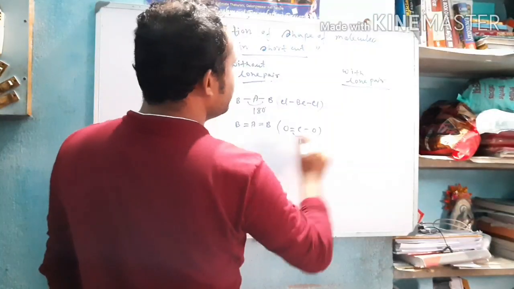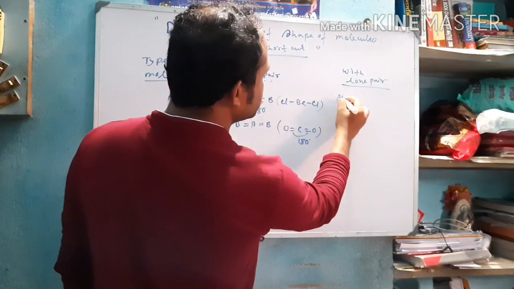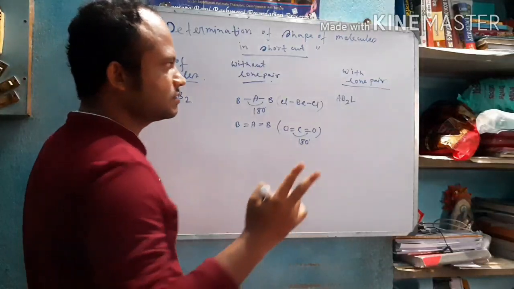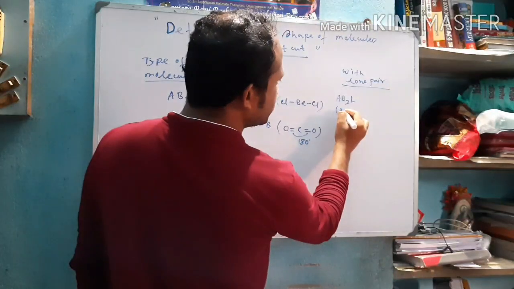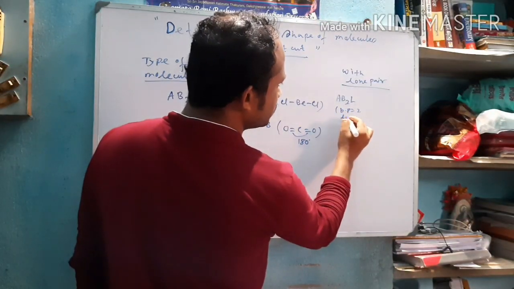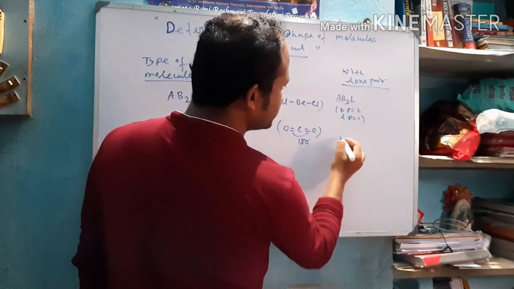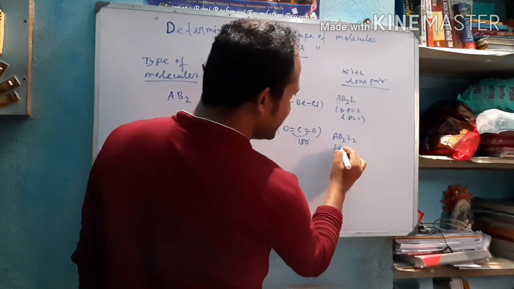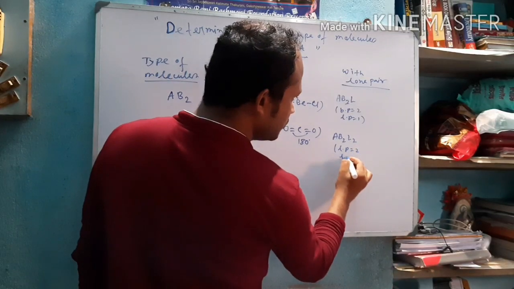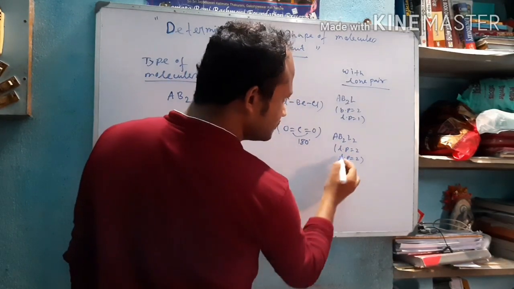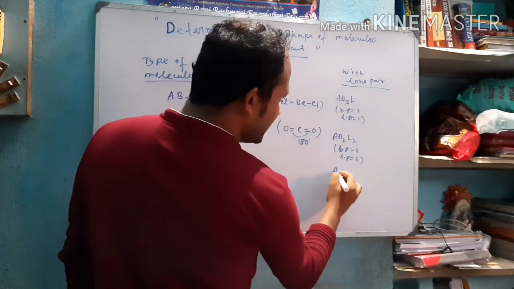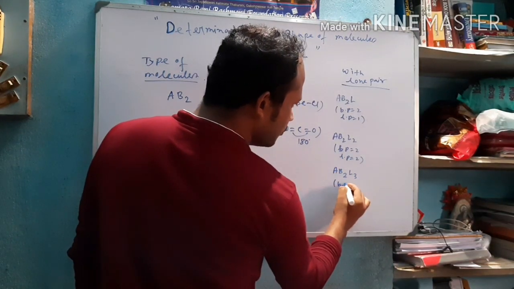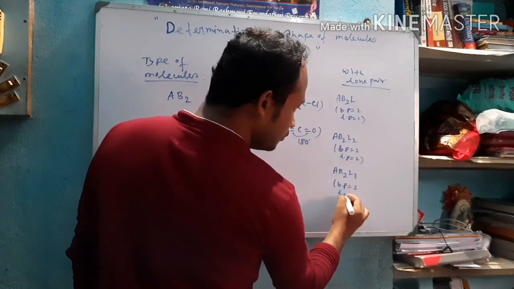With lone pairs, AB2 type belongs to AB2L, that is, bond pair equals 2, lone pair equals 1, and AB2L2, here bond pair equals 2, lone pair equals 2, and AB2L3, bond pair equals 2, lone pair equals 3.